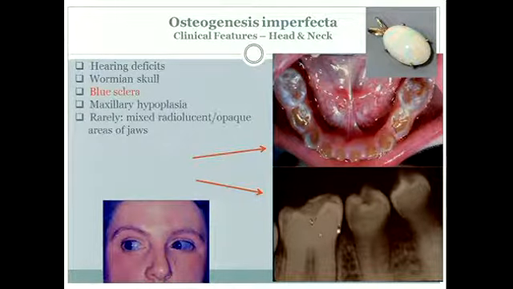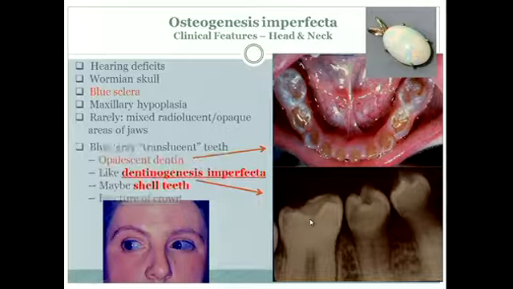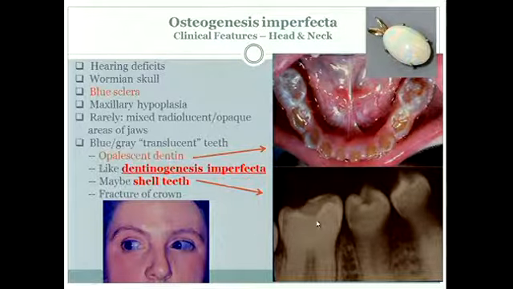This is what we call the shell teeth. So this is basically the dentin quality is not as good as what we would expect. So the denseness of it and the ability for it to adhere to the enamel, when you think of how they interlink, that's why they call them shell teeth.